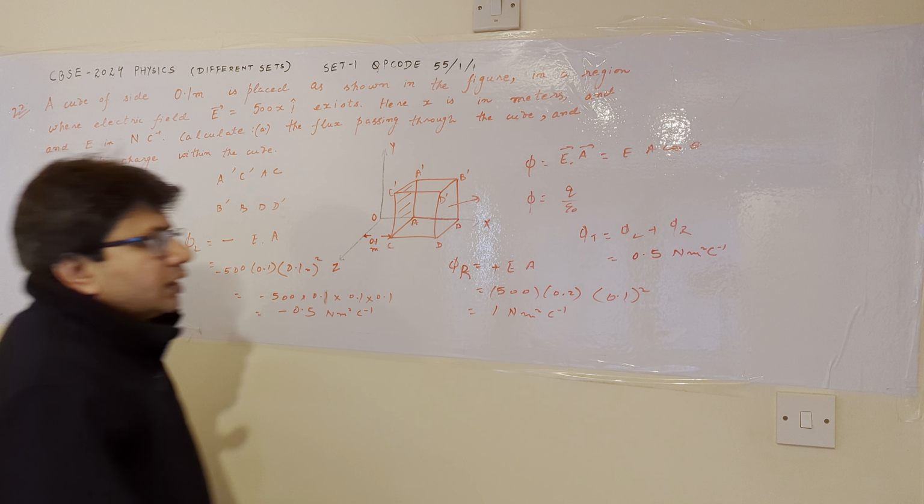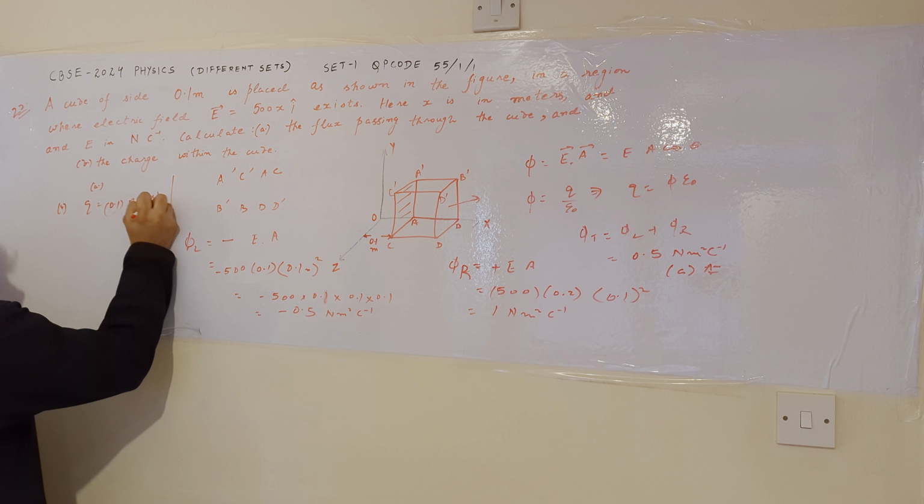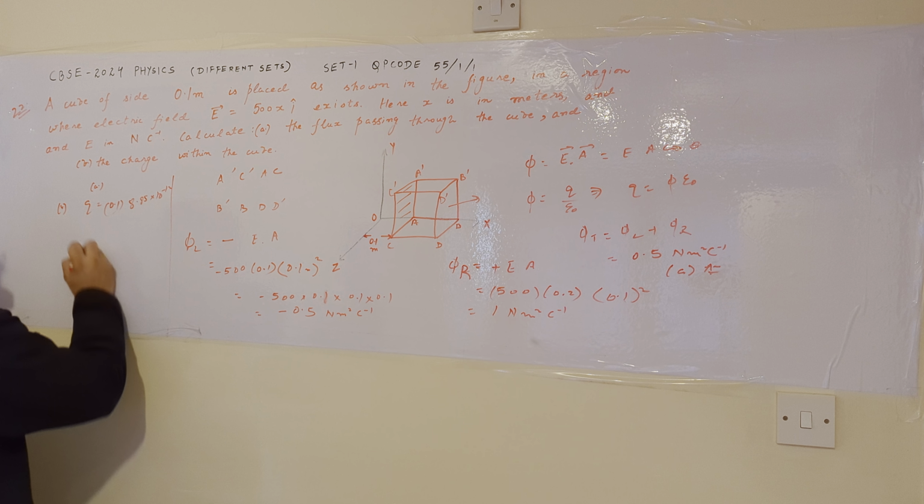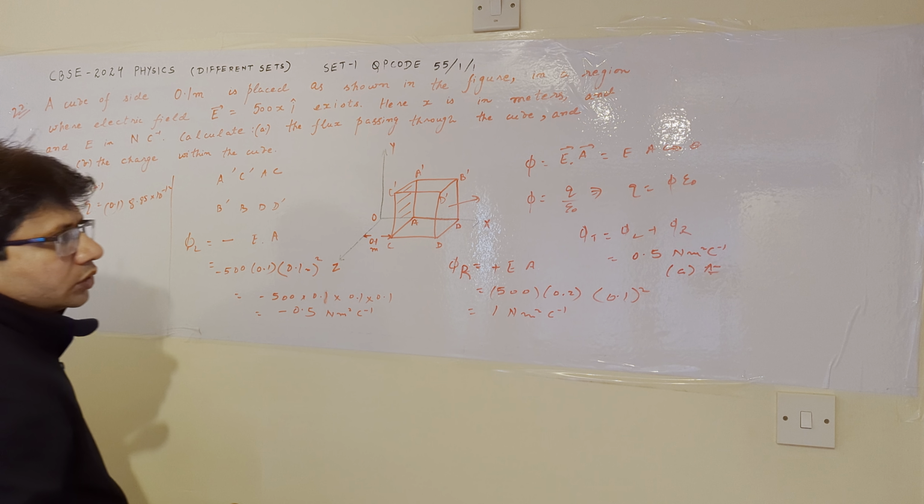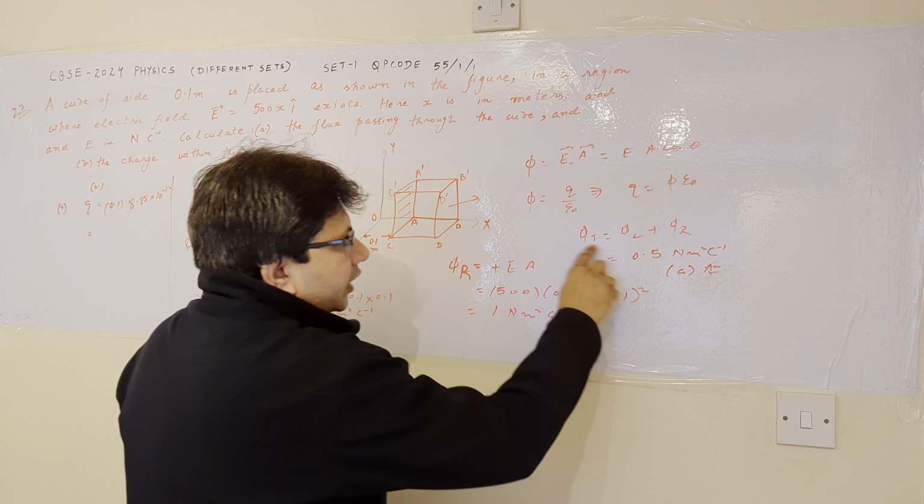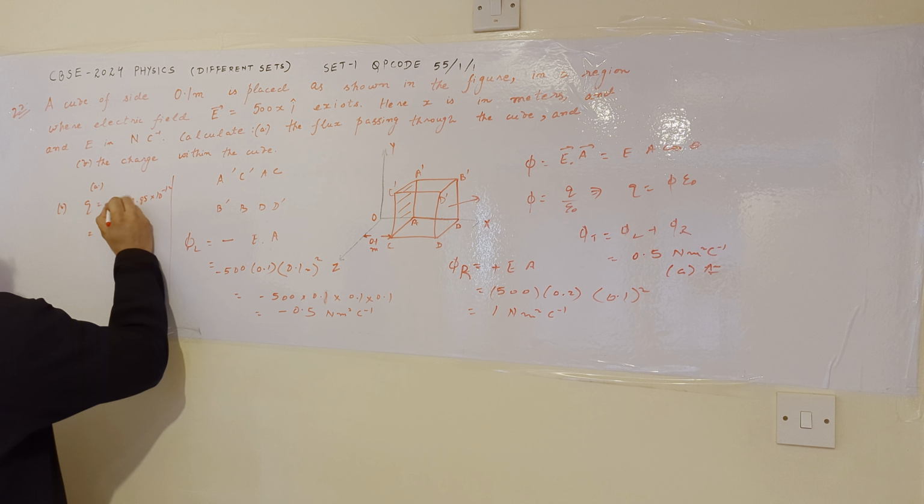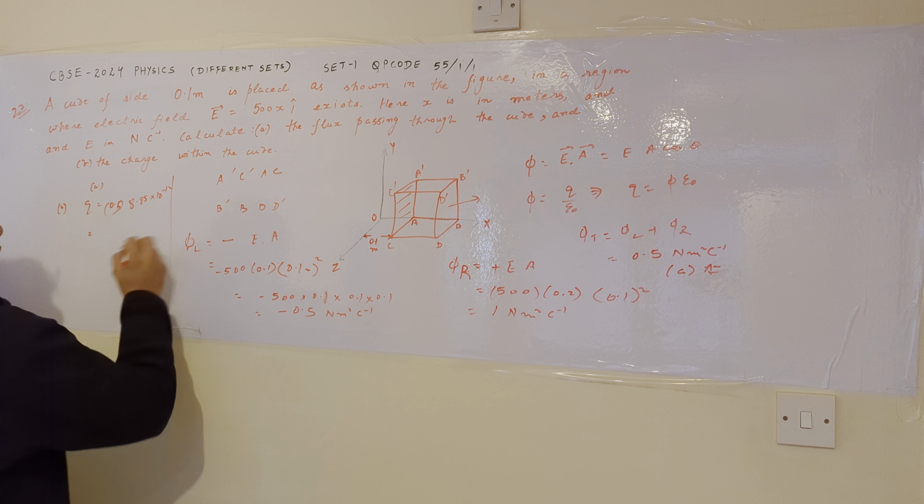For the B part, we have to calculate the charge enclosed. From this particular formula, we can see that Q equals phi times epsilon naught. Now phi total is 0.5 and epsilon naught, we know, is 8.85 into 10 to the power minus 12. So after multiplying, Q is phi total, 0.5, multiplied by 8.85.